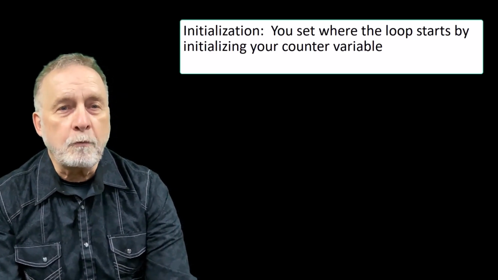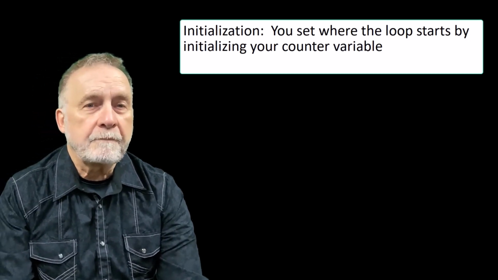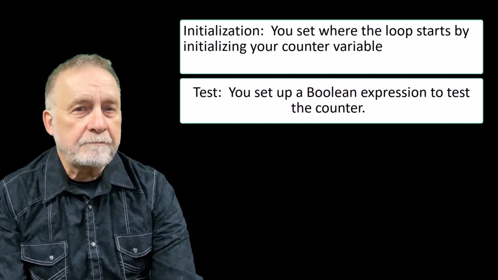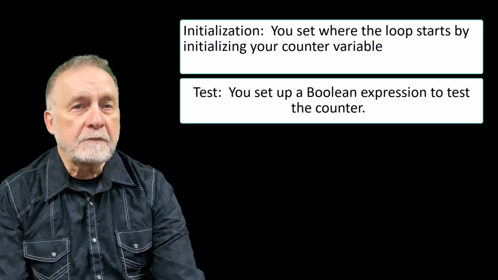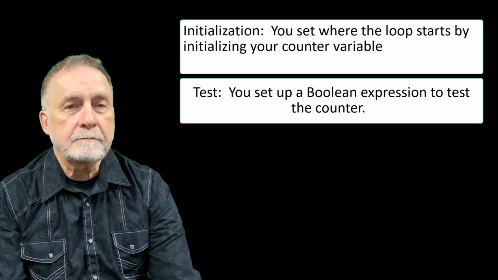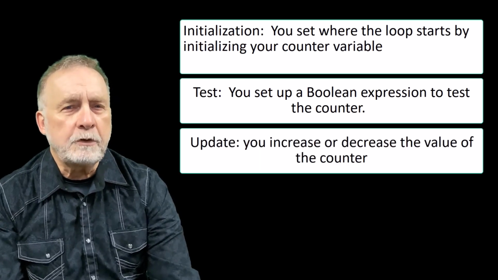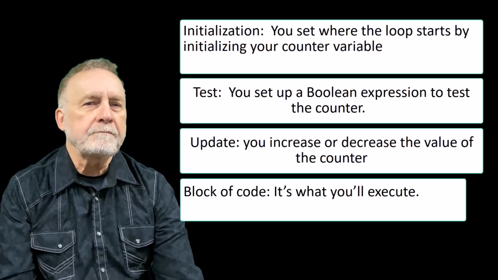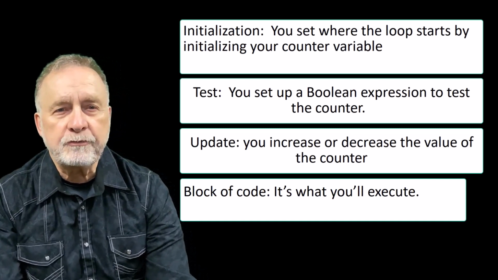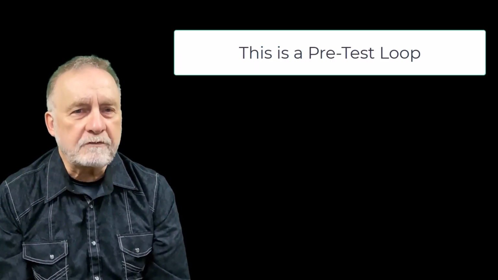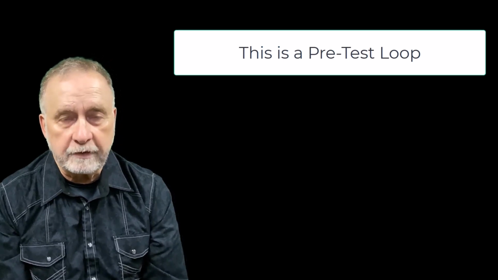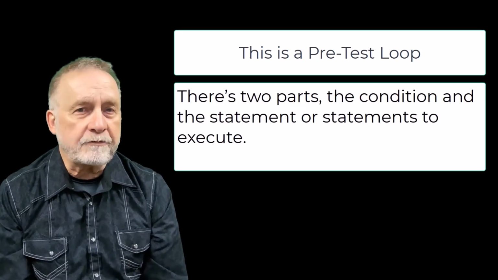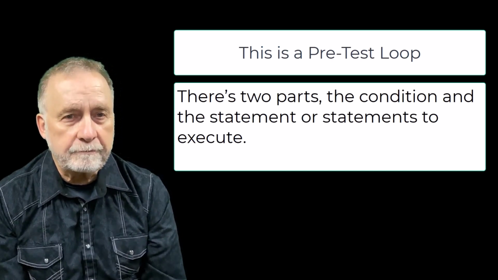Initialization. Basically, you set where the loop starts by initializing your counter. Test. You set up a Boolean expression to test the counter. If true, you move forward. False, you terminate. Update. You increase or decrease the value of the counter. Block of code. This consists of what should happen if the condition is true. It's what you'll execute. For now, what you should take out of this video is this is a pre-test loop. It does the checking before it does any execution of any of the code. There's 2 parts, the condition and the statement or statements to execute.